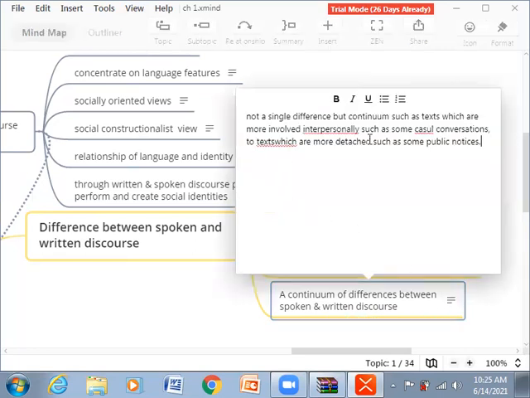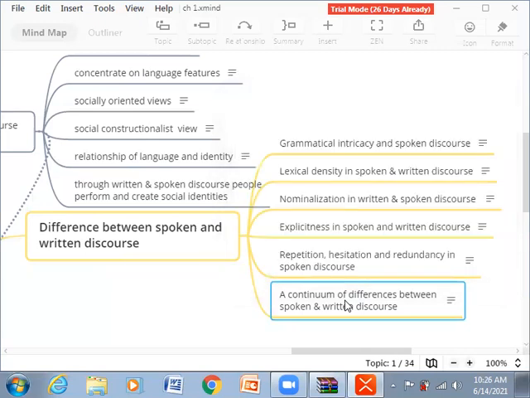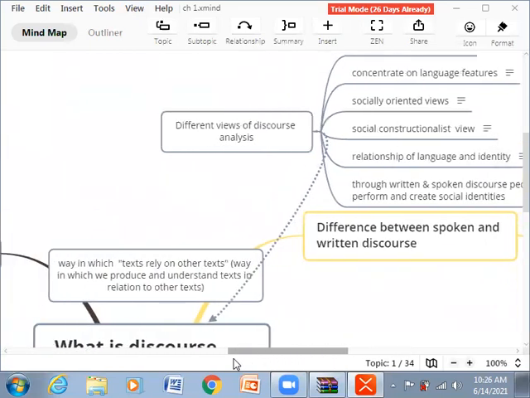So not a single difference but a continuum, from texts which are more involved personally, such as some casual conversations, to texts which are more detached, such as some public notices. Spoken discourse is more vast than written discourse.